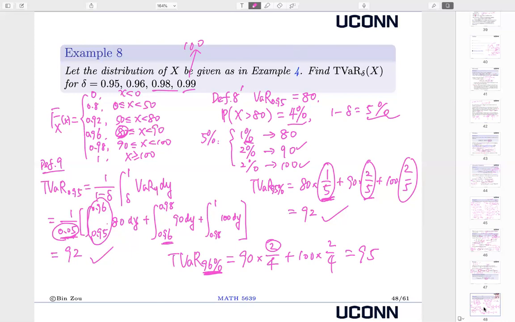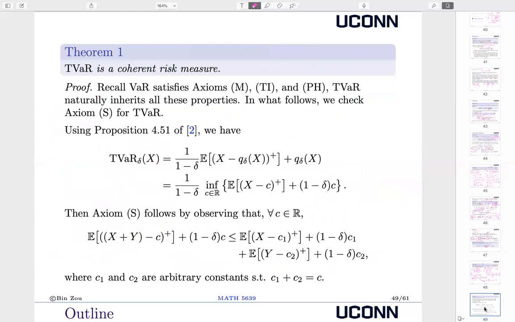Let's conclude this with a mathematical result. I think for you it's enough if you know that this is coherent. Previously, when we were discussing VaR, we know VaR is a good measure. It satisfies monotonicity. It satisfies translation invariance. It also satisfies positive homogeneity. TVaR will inherit all those properties.